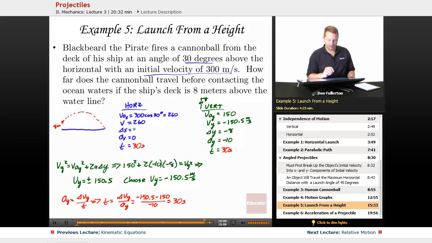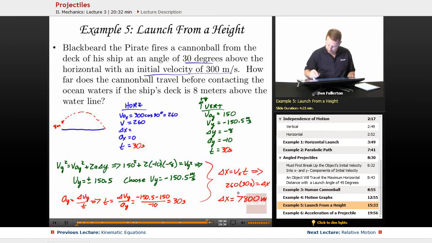We can solve for the displacement in the x position by delta x equals Vt. Our velocity in the x direction, 260. Our time, 30 seconds, equals delta x. So I come up with a delta x value of about 7,800 meters. Same idea, just now in the vertical direction we do have an overall displacement. If it starts here at 8 meters and it ends up here at the water level, it has gone down 8 meters, negative 8 from where it started.